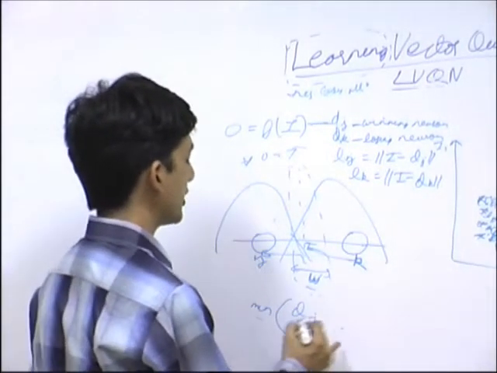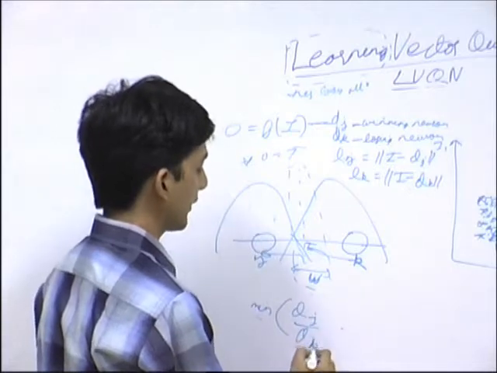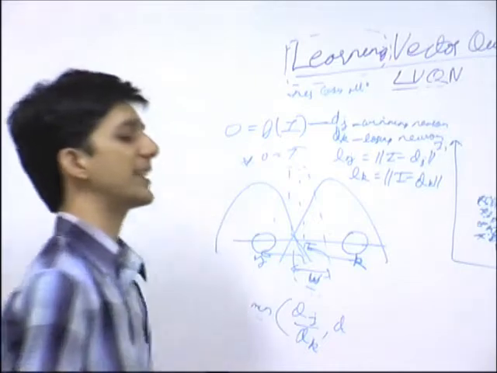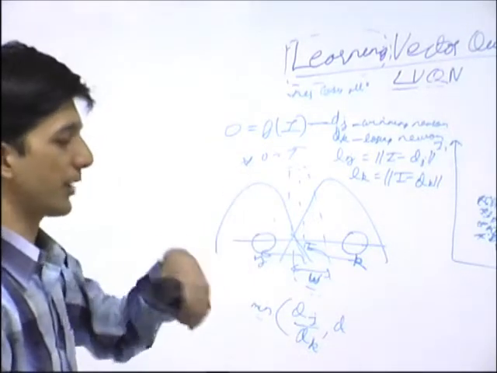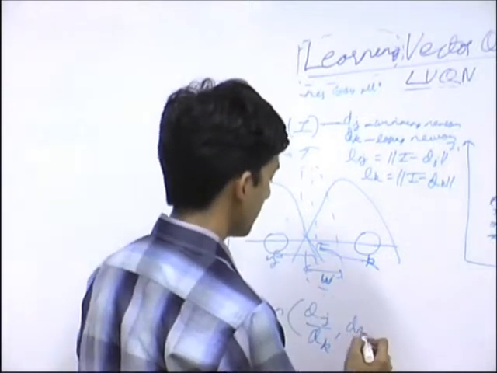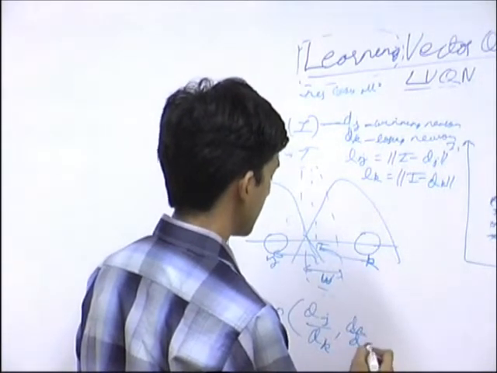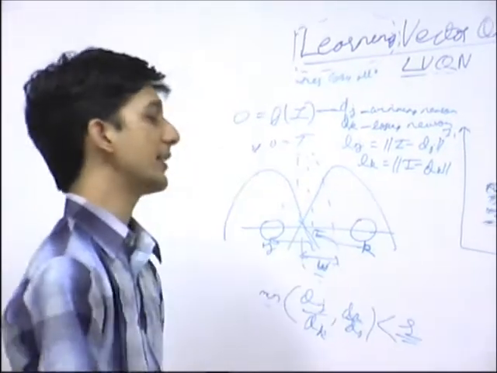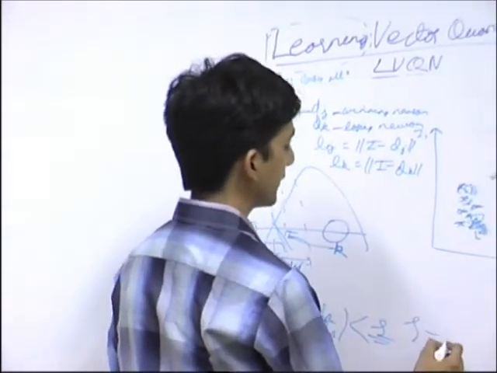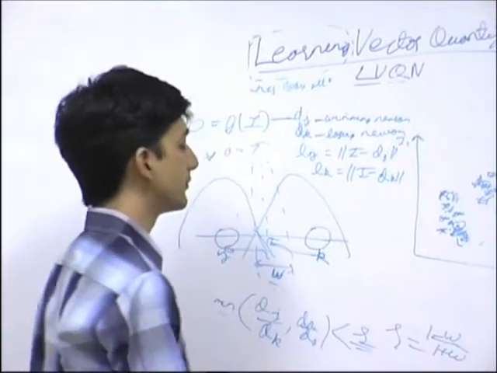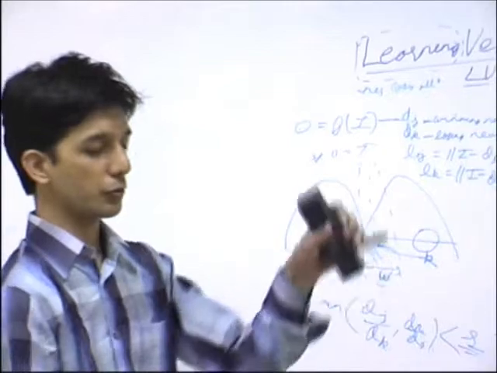So I measure whether DJ upon DK is less than some threshold that is defined. I am measuring for a central tendency in which the input tries to lie somewhere right between these two neurons. The threshold is defined by the window length over here. That will decide how close I am to the input.